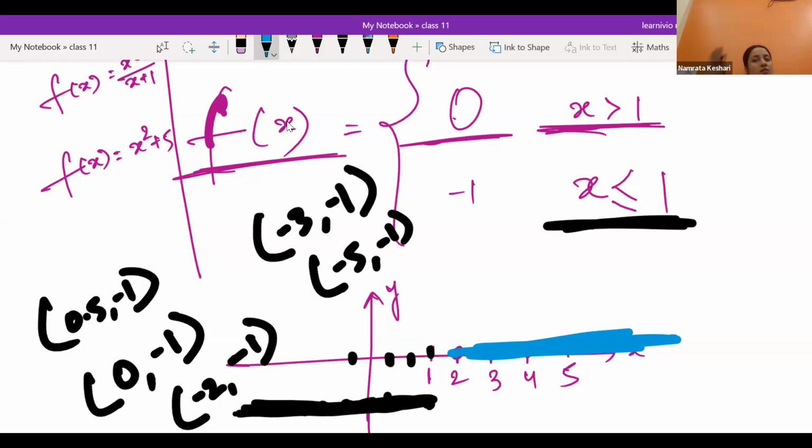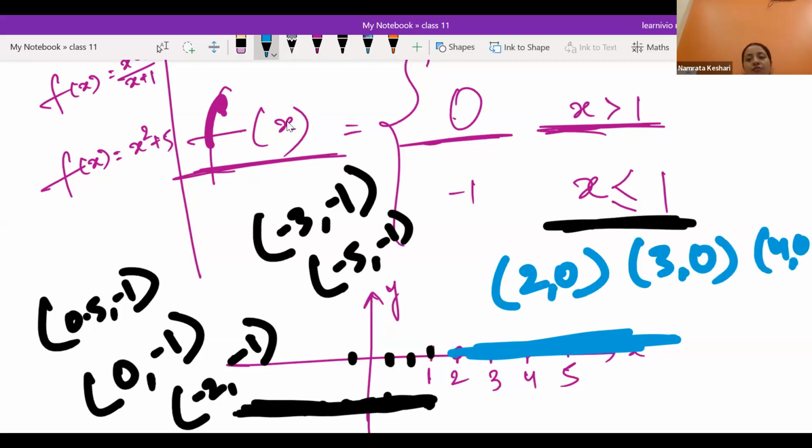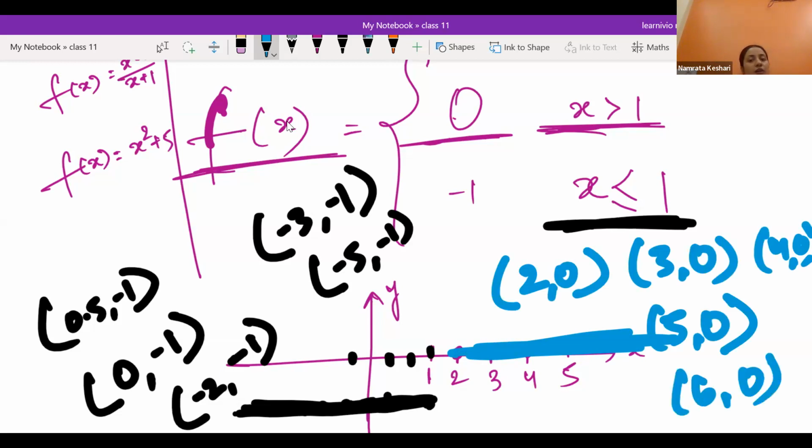F of x is, when x is bigger than 1, y is 0. So when you have taken x as 2, y is 0. x as 3, y is 0. x as 4, y is 0. x as 5, y is 0. x as 6, y is 0. Accordingly, we have located the points, and when x is smaller than or equal to 1, y is -1. And accordingly, we have located the points. This is how the graph looks.